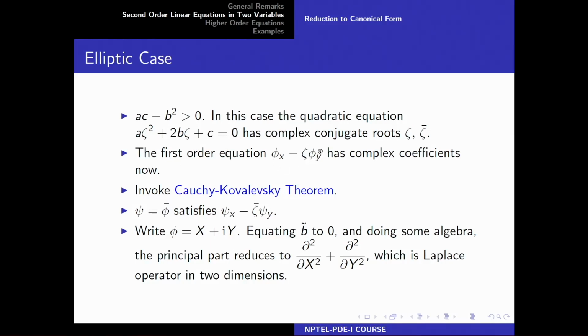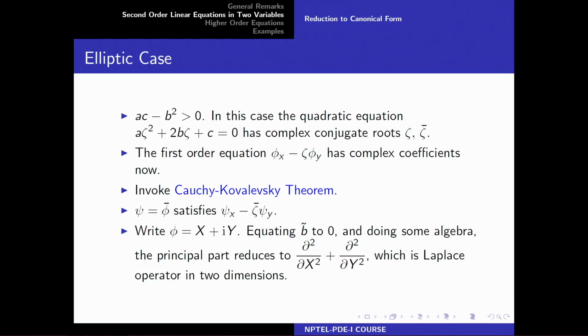This equation now has complex coefficients, and we have not covered this part in our course here, because we have always considered only real coefficients. So, this is the tricky part. Now, we have complex coefficients. So, how to deal with them?